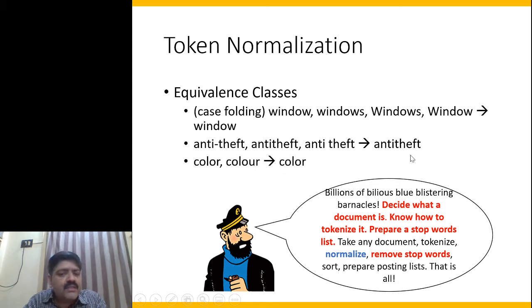The class to which they map probably doesn't matter as much as long as we have the right equivalence classes defined. Okay, so that's token normalization for us.